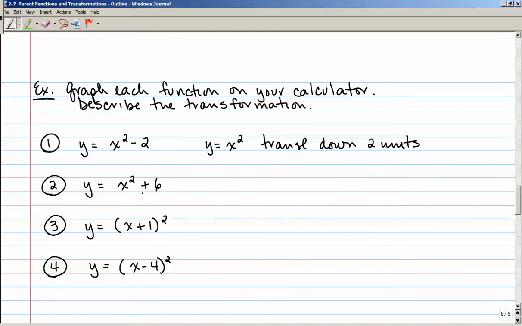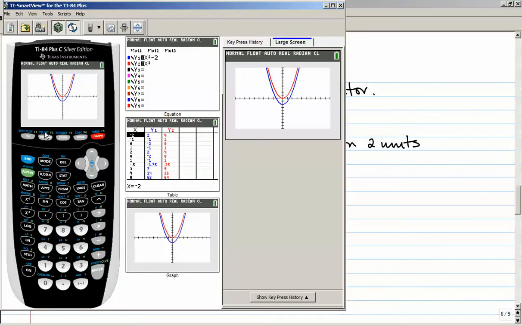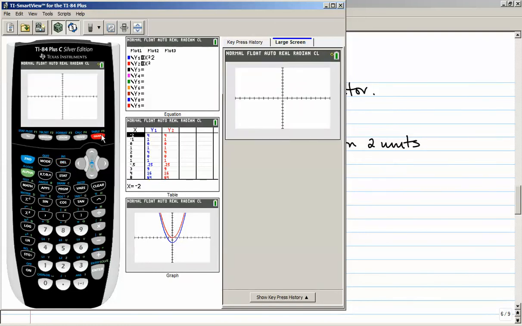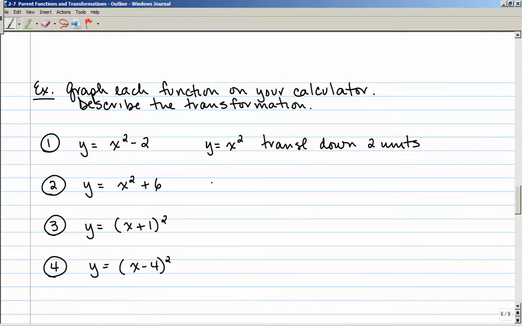Thinking about that, what do you think number 2 is going to do here? Y equals x squared plus 6. Let's take a look at that. So I will go over here, and instead of minus 2, I will do a plus 6 and graph that. And remember the red, it's not graphing the red one. Oh, there we go, there's the red one. The red is my parent function, and the blue line is x squared plus 6. It's not showing up quite right here, but that's okay. X squared plus 6, and this is the parent function translated up 6.